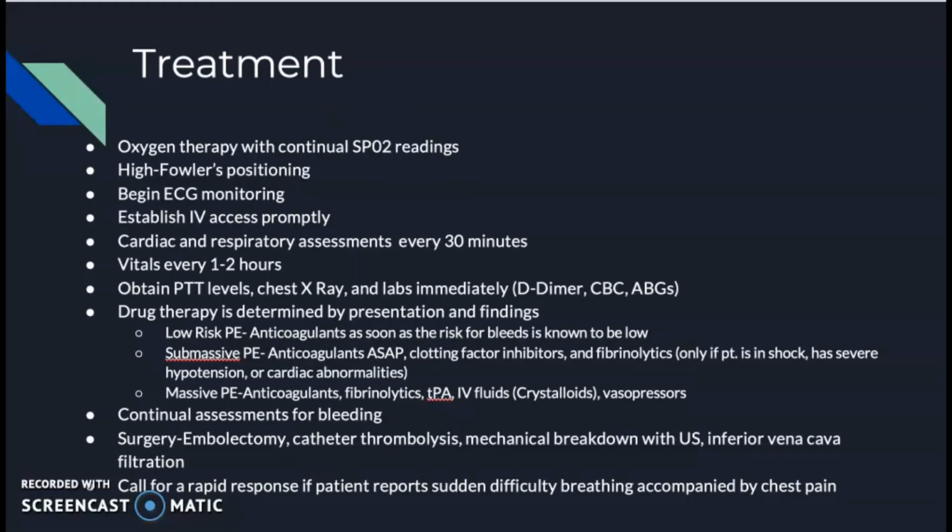And then if those treatments don't work, surgery is an option, embolectomy, where the clot is removed. They can mechanically break down the clot with ultrasound or put a filtration on the inferior vena cava. A rapid response would be necessary if the patient reports a sudden difficulty breathing accompanied by chest pain.